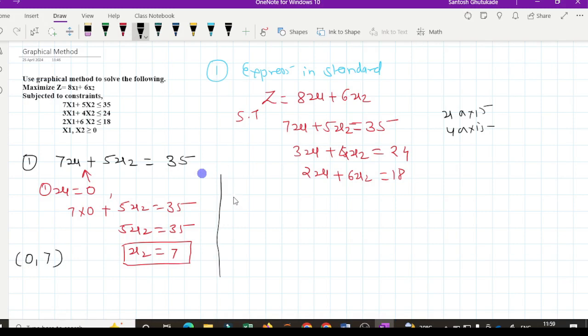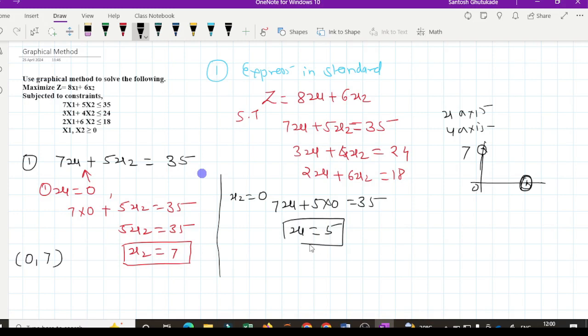Similarly, I am now putting x2 = 0 in the same equation. We require two coordinates. Suppose this is the x-axis and y-axis. So here 0 and 7, one point we got, but we want another point on the x-axis. For finding this point, we put x2 = 0. Now the equation becomes 7x1 + 5 into 0 = 35, so x1 = 35 by 7, or x1 = 5. So x1 is 5 on the x-axis, and x2 is 0 on the y-axis. So the first coordinate is (0, 7), and the second coordinate is (5, 0).